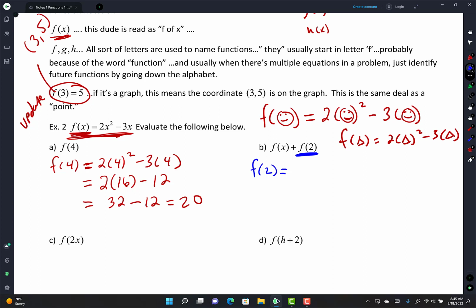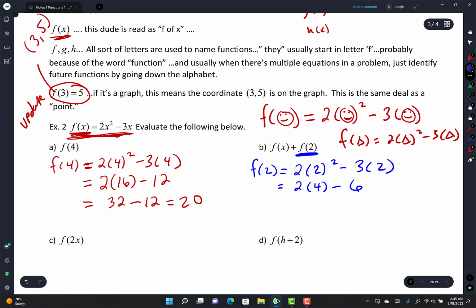F of 2 is 2 times 2 squared minus 3 times 2. Let's see what that is. 2 squared is 4, so I have 2 times 4 minus 3 times 2, which is 6. If I double the 4, that is 8. 8 minus 6 is 2. I am now ready. I'm going to start a new line. All that is f of 2, by the way, so maybe put f of 2 right here if you want to.